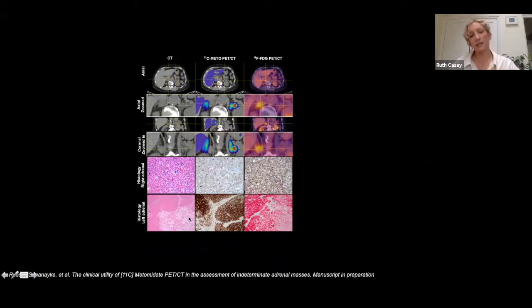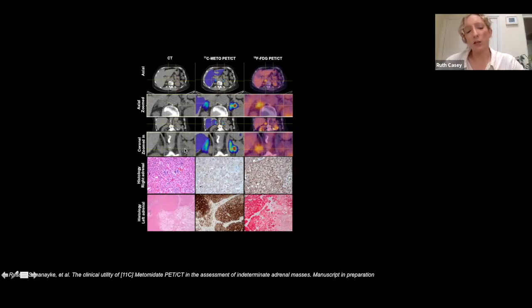So if we look at this next case, this was an older lady. She was in her early 70s. She again also presented with symptoms of catecholamine excess. She had a history of renal cell carcinoma, which had been resected a number of years previously. So you can see that this patient, probably best seen on this image here, had a larger right-sided lesion and a much smaller left-sided nodule, which you can see here.